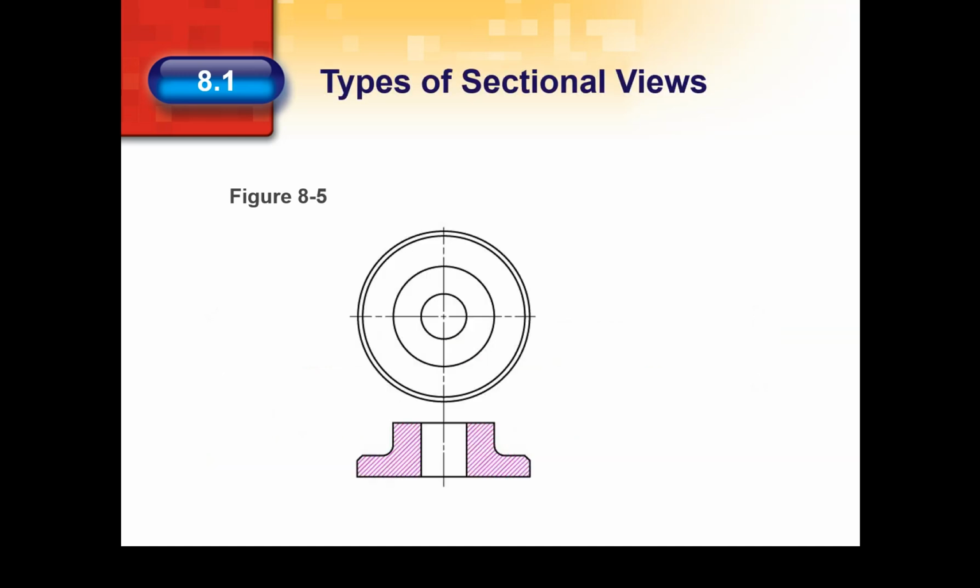A cutting plane line is not needed when it is clear that the section is taken along an object's main center line or at some other obvious place. See Figure 8.5 for an example of a symmetrical object in which the center line serves as a cutting plane line.